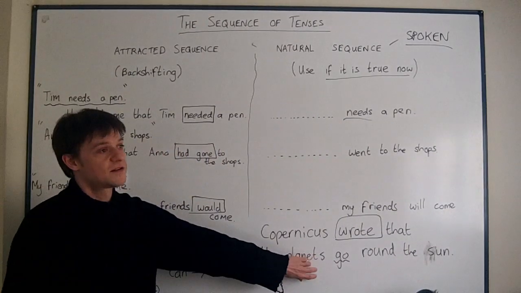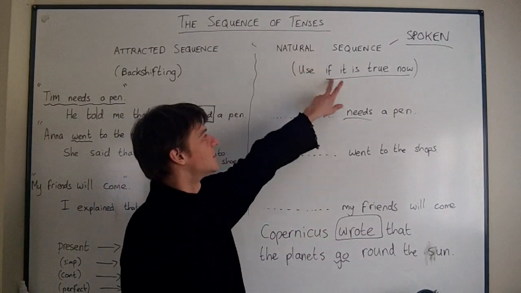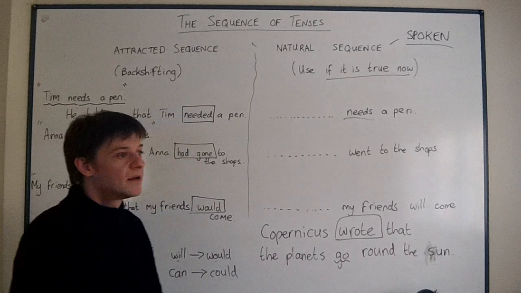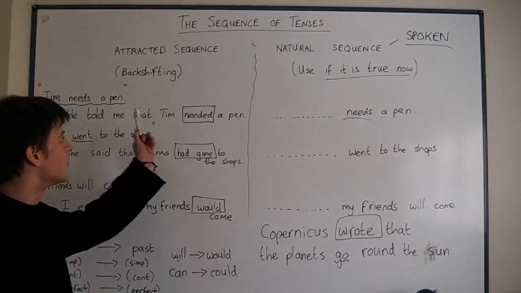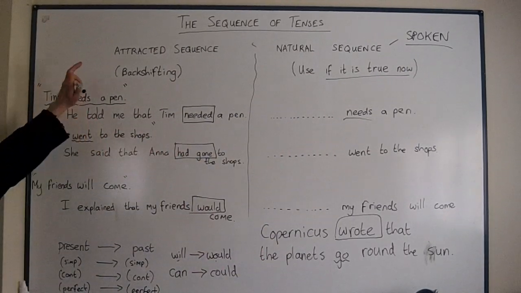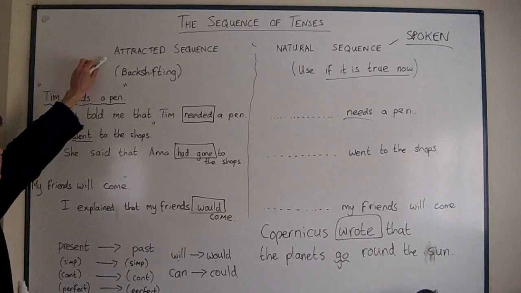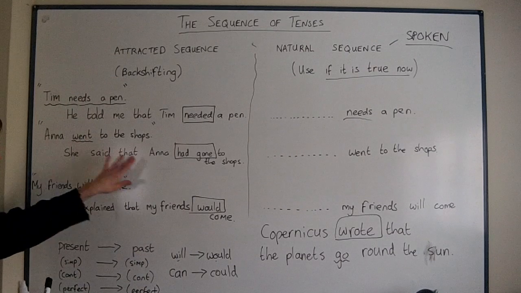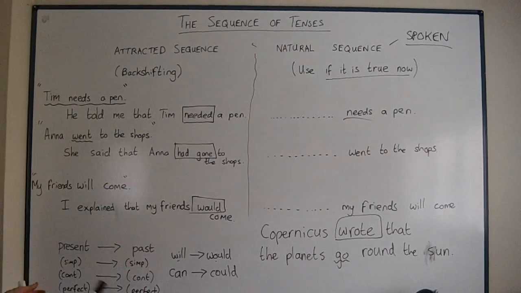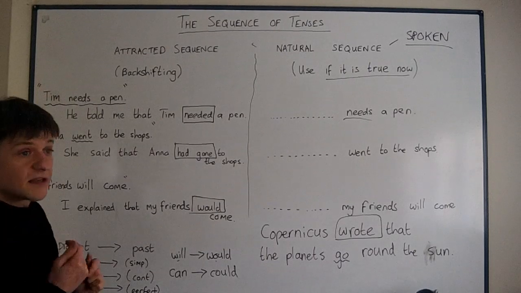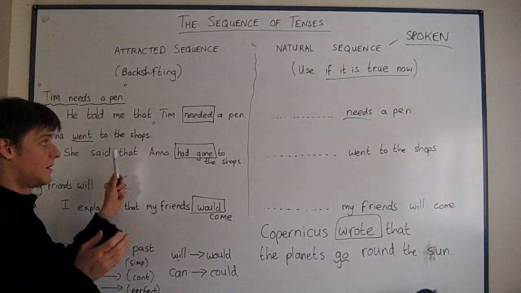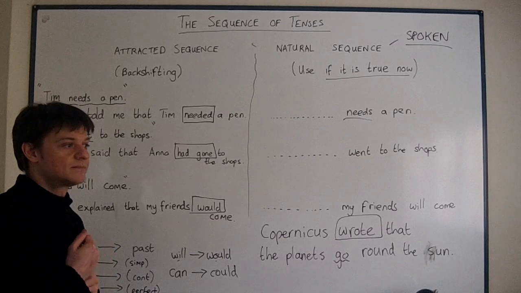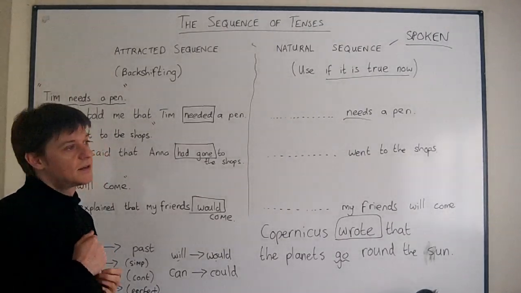And so these are the situations when we use the natural sequence. If it's still true now, it's good for spoken usually, but not good for written forms. And so I would really try and move all tenses back. All of them, even past simple to past perfect. I would move all tenses back for written work, and any exams that you may do, I would do this. Okay, I hope that's clear.